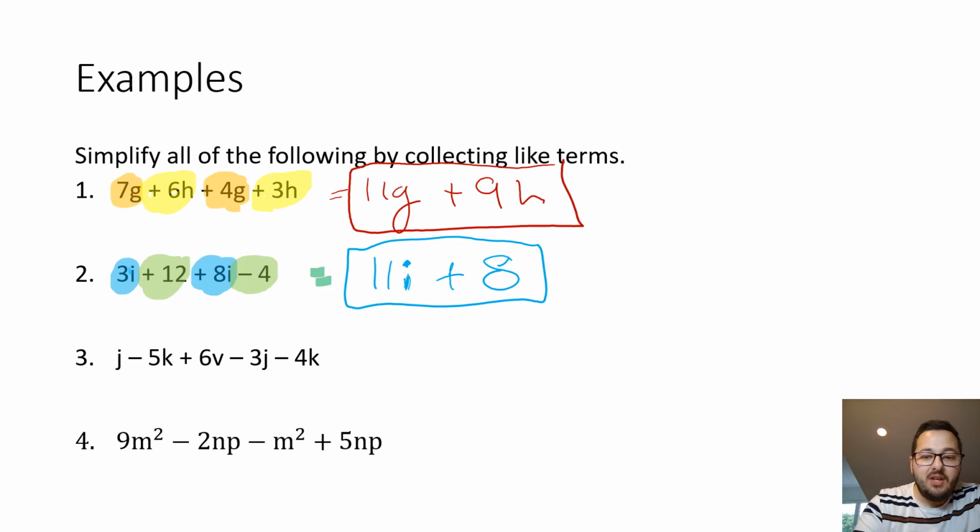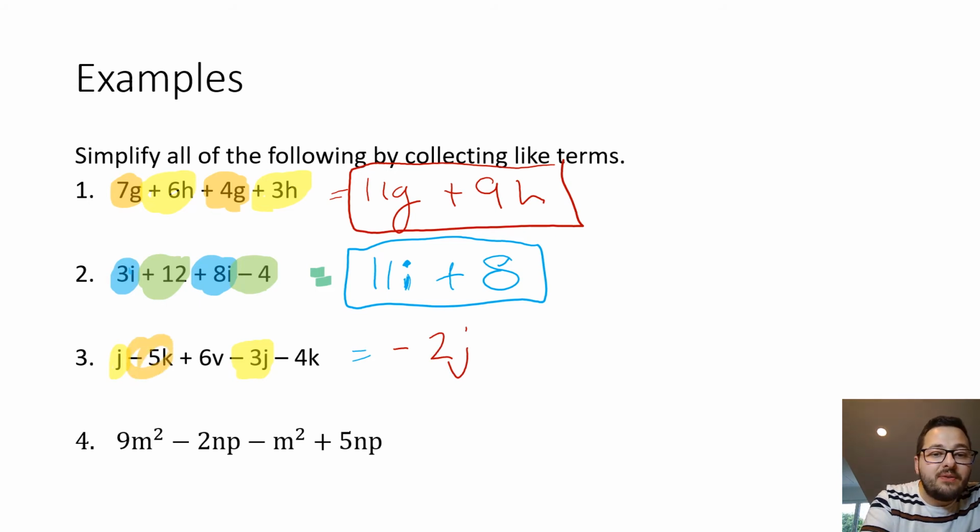Okay, right, next one then. So here we've got a j and we've got minus 3j. So we can bring those together certainly. So j minus 3j is going to be minus 2j.